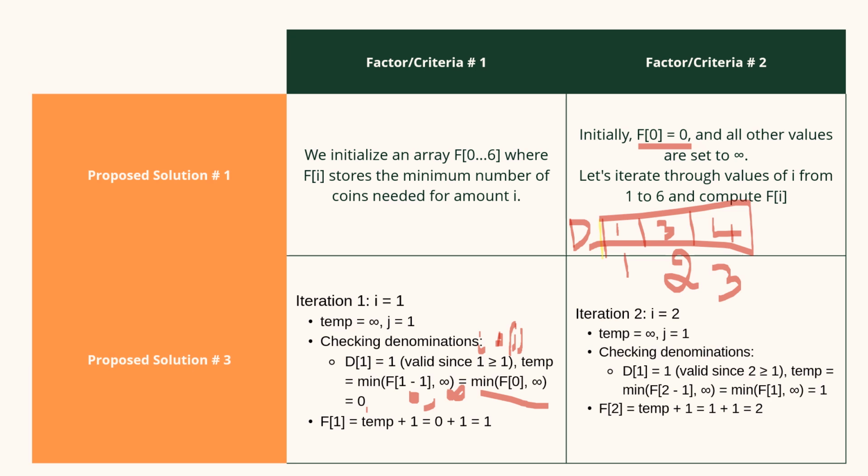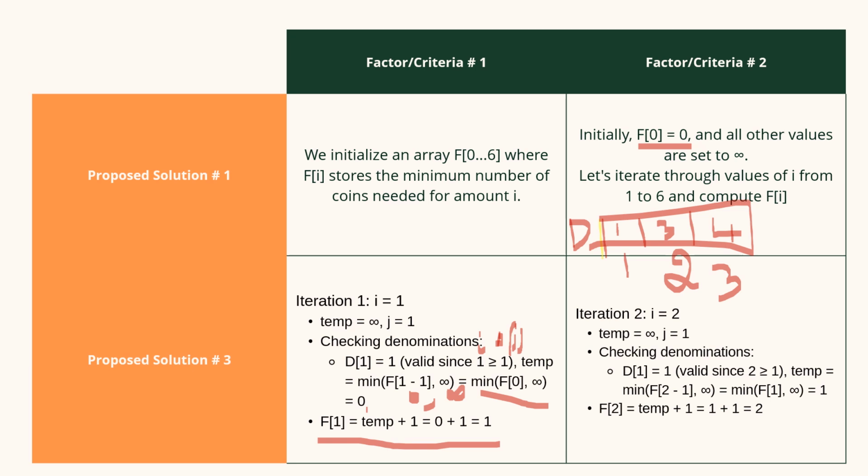Okay, so now let us calculate for f of 1. f of 1 can be calculated by using the previous value of temp plus 1. The previous value of temp was 0. So 0 plus 1 is equal to 1. So the f1 value has been updated to 1. Okay. So now let us go to the next iteration.